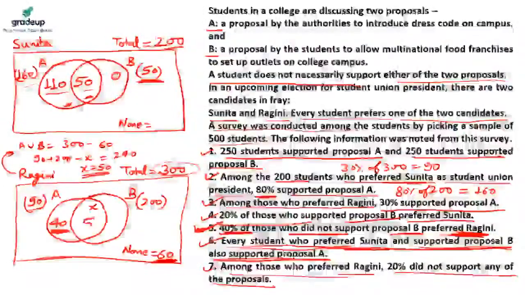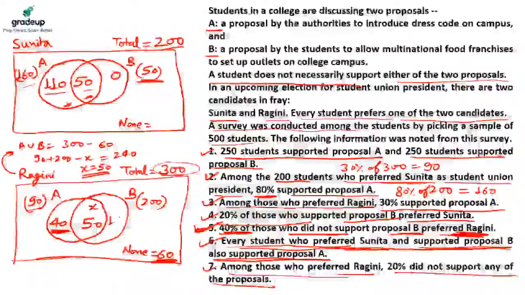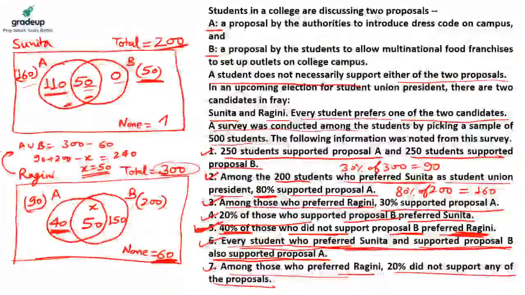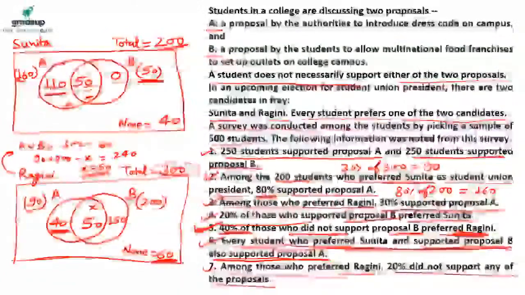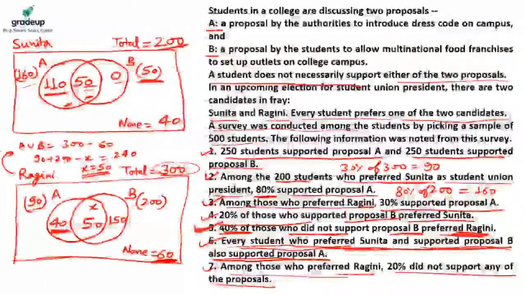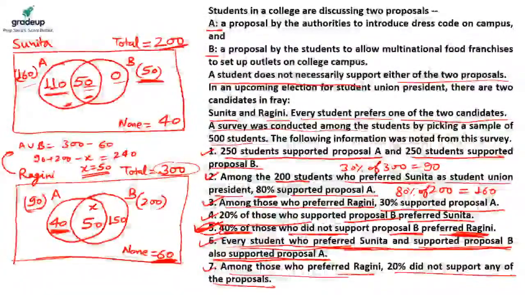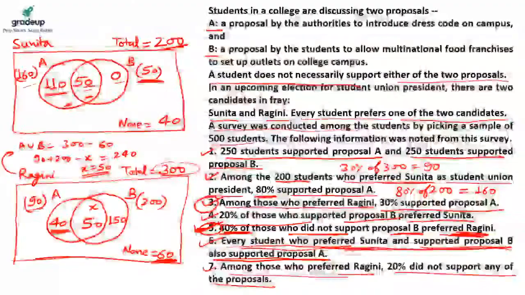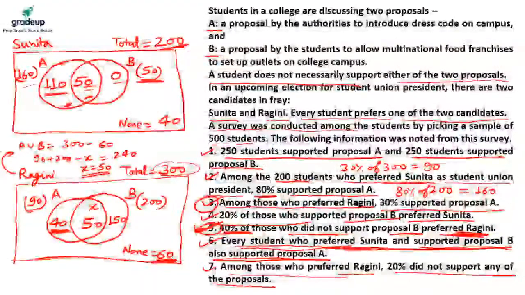So in a sense, this will be 50, then this will be 40, this will be 150, isn't it? And here, can I say A union B is 160, overall 200, so none must be 40. So my point is, you can ignore point number 5. And of course, you can ignore point number 3 as well, because that is not helping us, okay? You can ignore point number 5, you can ignore point number 3.